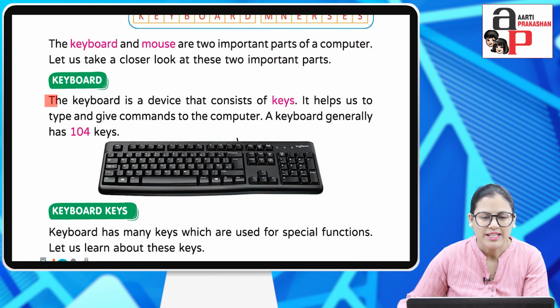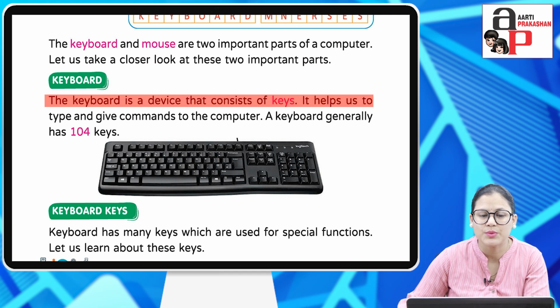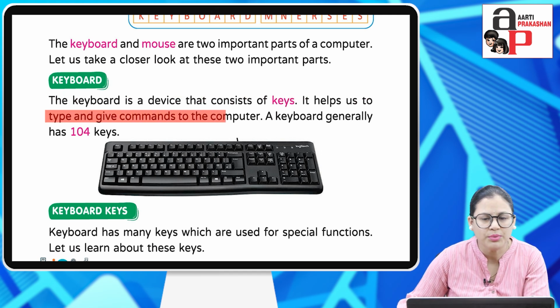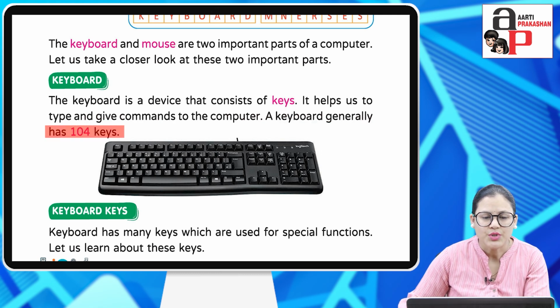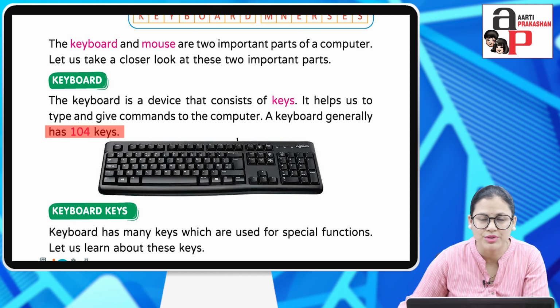First, keyboard. The keyboard is a device that consists of keys. It helps us to type and give commands to the computer. A keyboard generally has 104 keys. Okay, so this is the picture of keyboard, and the buttons are known as the keys. So there are 104 keys in a keyboard.